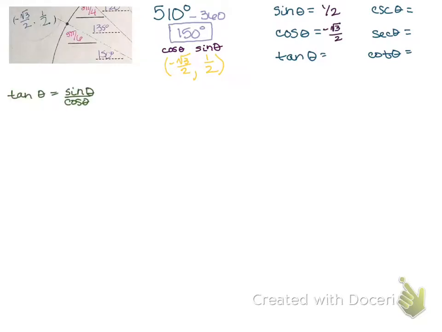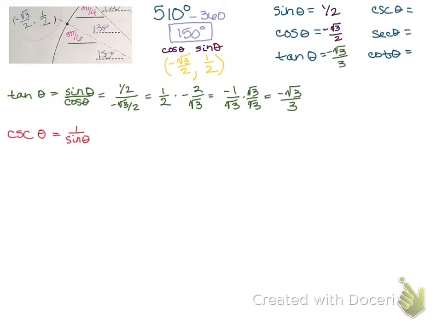My tangent is sine divided by cosine. So 1/2 divided by negative square root of 3 over 2 is 1/2 times negative 2 over the square root of 3. My 2's reduce out. Leaves me with negative 1 over the square root of 3. Multiply by the square root of 3 over the square root of 3 gives me negative square root of 3 over 3. And that's my tangent. My cosecant is 1 over sine, which means flip sine. So I take 1 over 2, I flip it, I get 2 over 1, which is just 2. So my cosecant is 2.